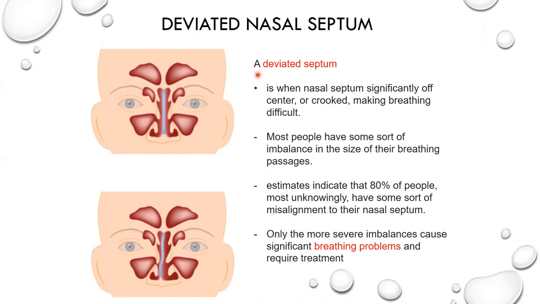A condition called a deviated septum is present when the nasal septum is significantly off-centered or crooked, making breathing difficult. Most people have some sort of imbalance in the size of their breathing passages. Estimates indicate that 80% of people, mostly unknowingly, have some sort of misalignment of their nasal septum.